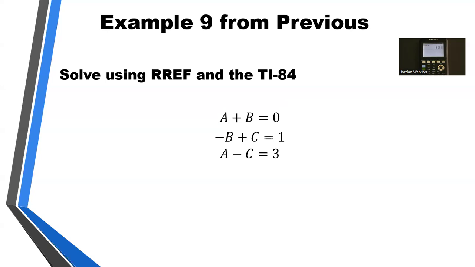I'm going to do one more example. And again, this example was example 9 in the previous section. So we're going to solve this using RREF and the TI-84. We had A plus B equals 0, -B plus C equals 1, and A minus C equals 3. You can solve this by a number of methods, but the RREF and the augmented matrix is a pretty nice method to use.